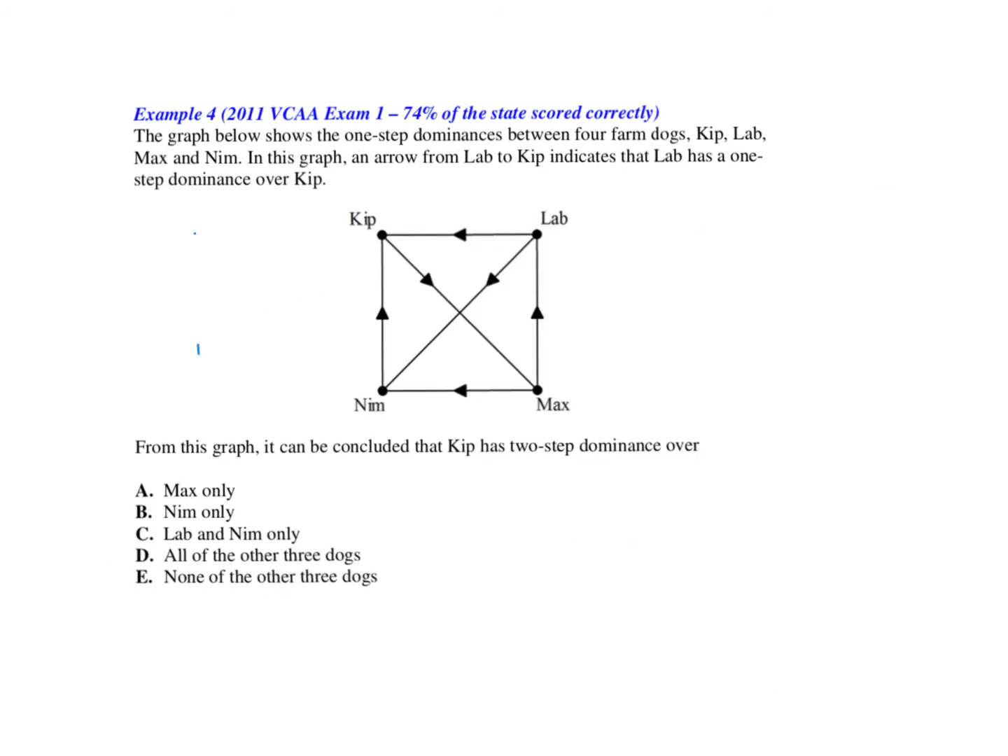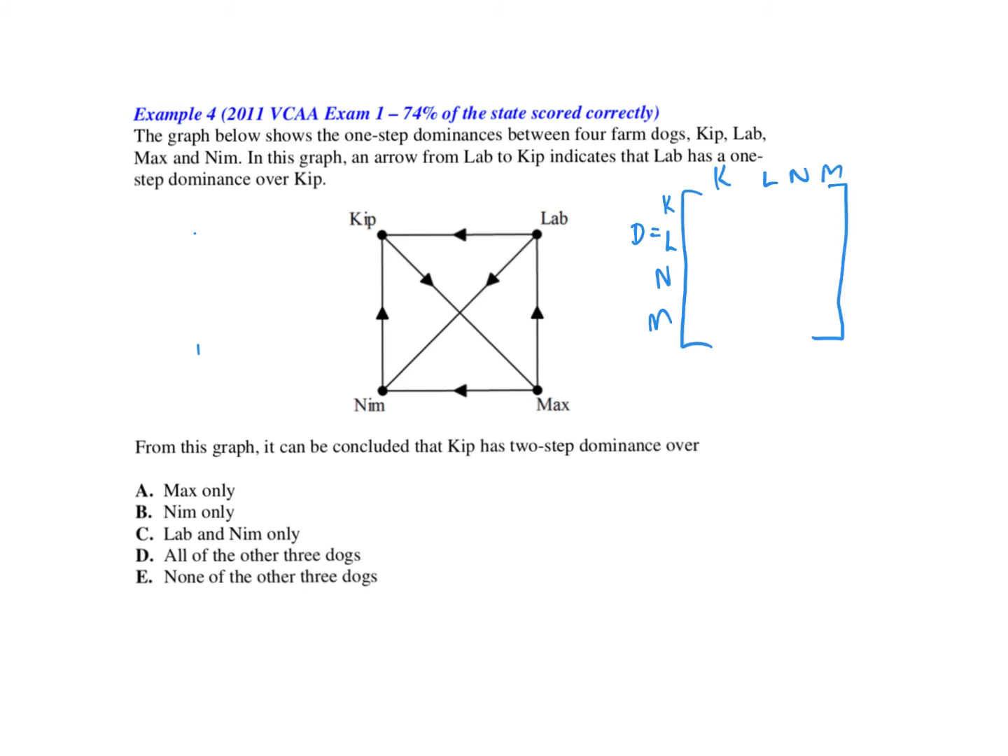Okay, the graph below shows 1-step dominance between 4 farm dogs, Kip, Lab, Max and Nim. In this graph, the arrow from Lab to Kip indicates that Lab has a 1-step dominance over Kip. From this graph, it can be concluded Kip has a 2-step dominance over. So once again, we have to set up the dominance matrix because we've got to square it. I'm going to go Kip, Lab, Nim and Max, and do the same order along there.